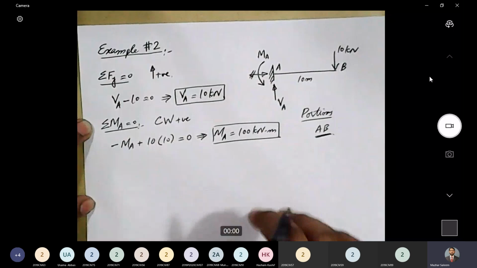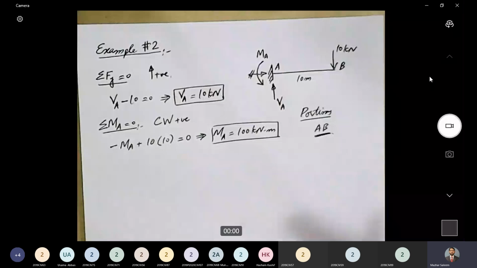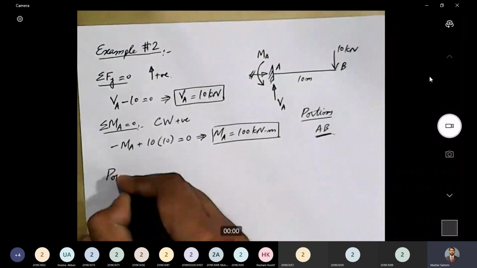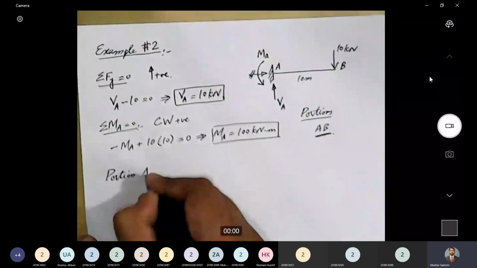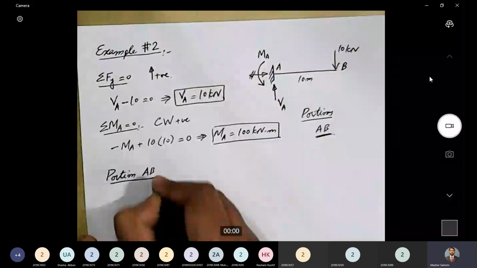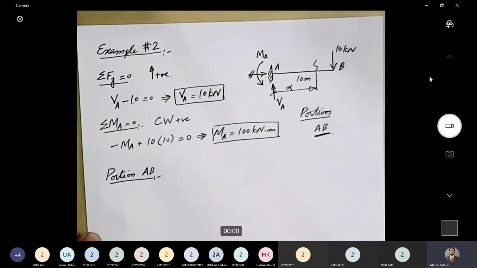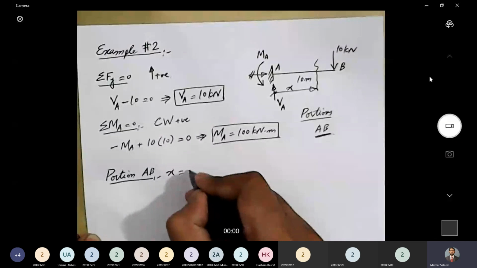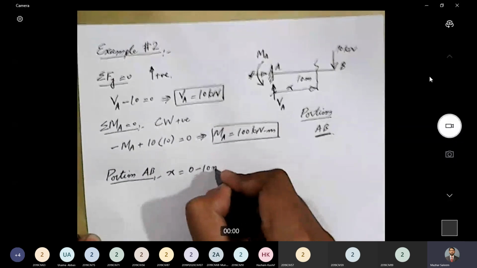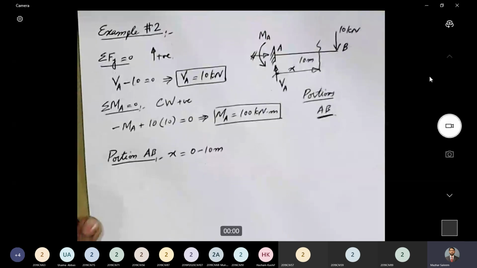So we will draw its free body diagram, and then we will write down the equations for shear force and bending moment, and then we'll draw the bending moment and shear force diagrams. So let's consider portion AB. In this portion, the location of the section is denoted by X, and X in this case ranges from 0 to 10 meters. Okay. Now let's draw a free body diagram for portion AB.